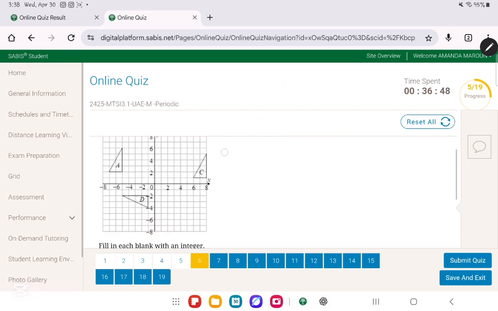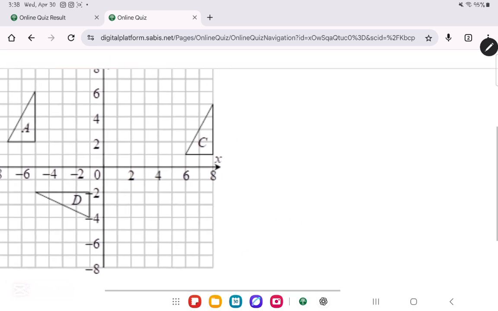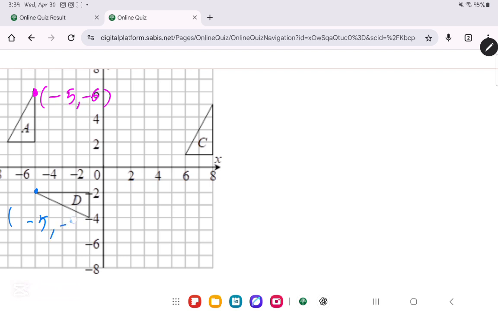So let us go up and choose the 2 points. They said they want from A onto D. So let me just move in like this. Here we go. On point A, if you choose this point over here, it's going to be minus 5, minus 6. And on point D, if you choose this point over here, it is going to be minus 5, minus 2.